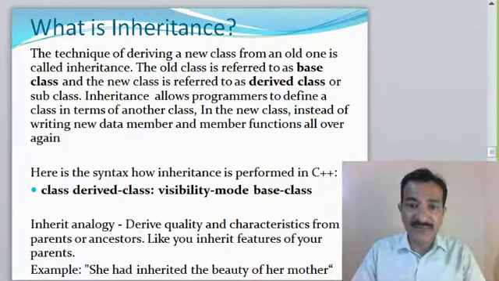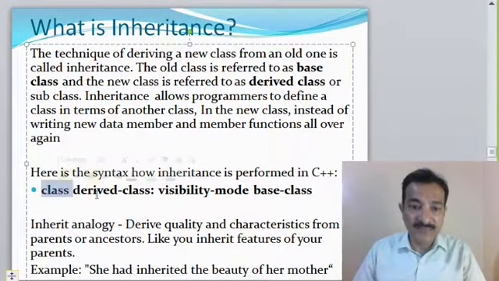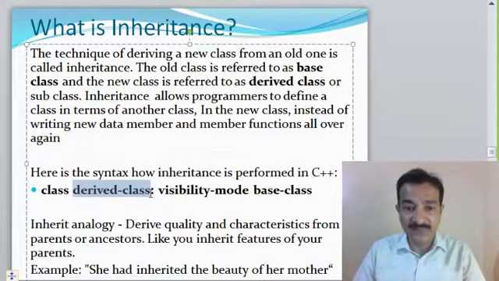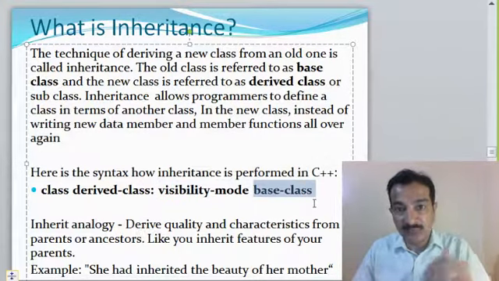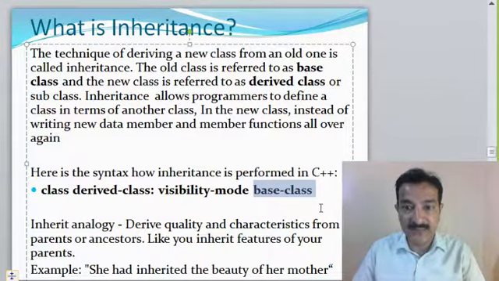So here is the syntax. First you would write the keyword class and the derived class name. And you would write the visibility mode, like whether it's public, whether it's private or protected. And then you write the base class that you want to inherit.